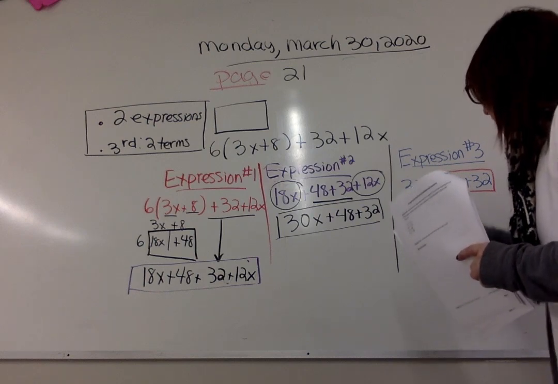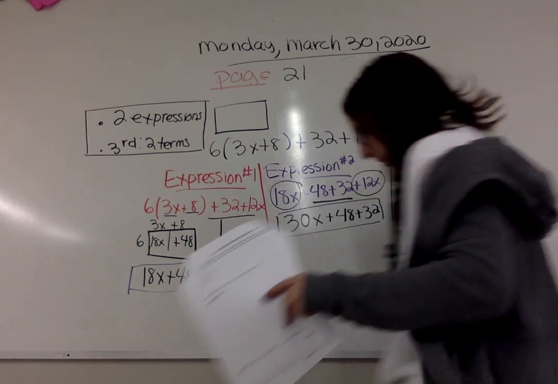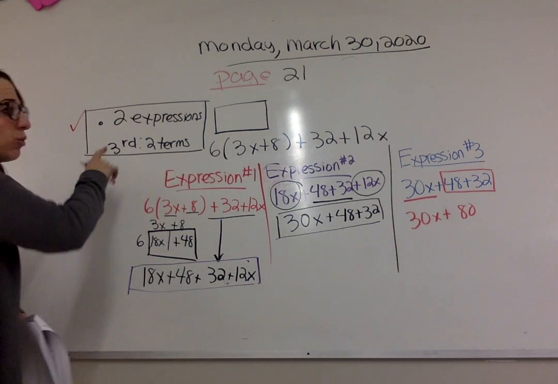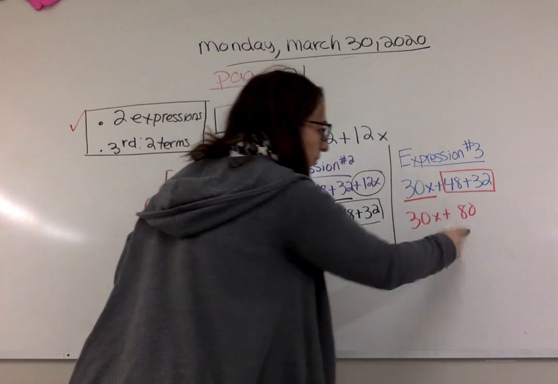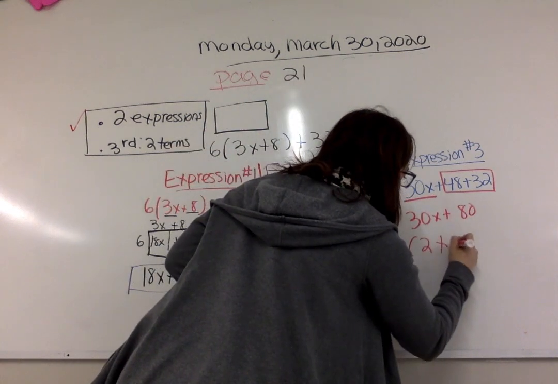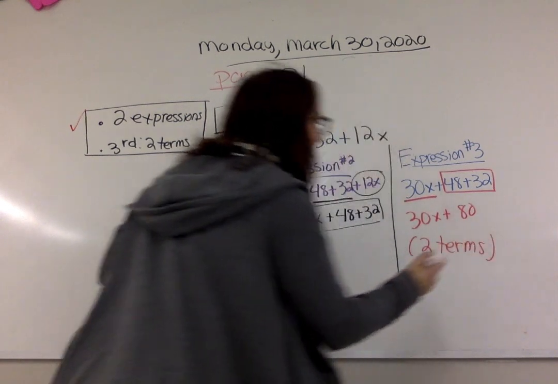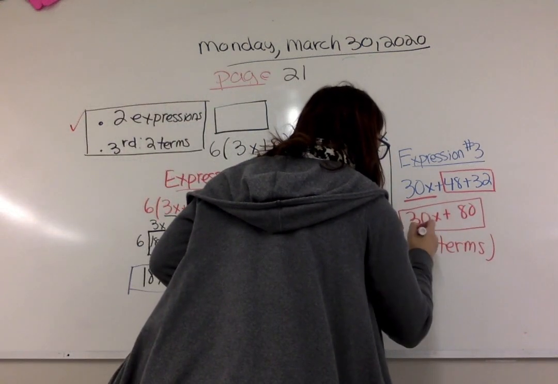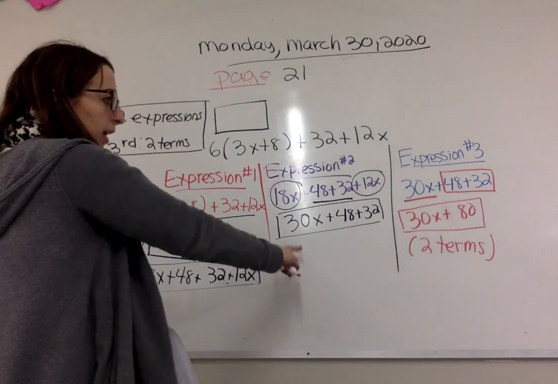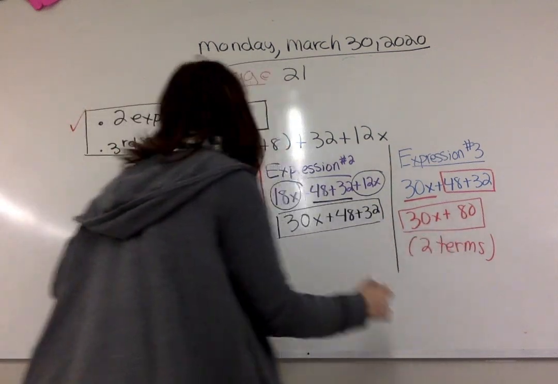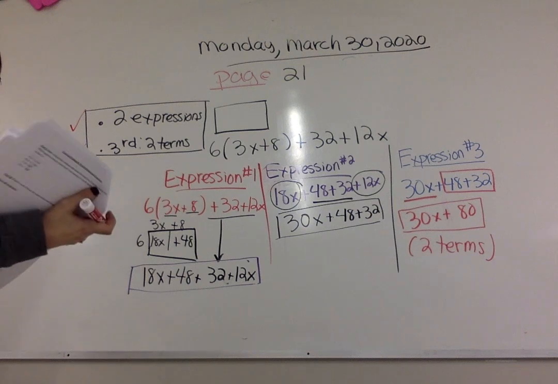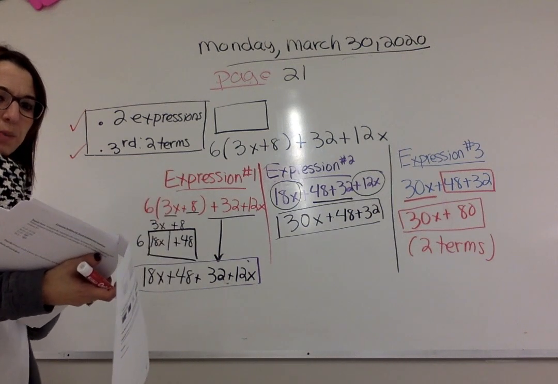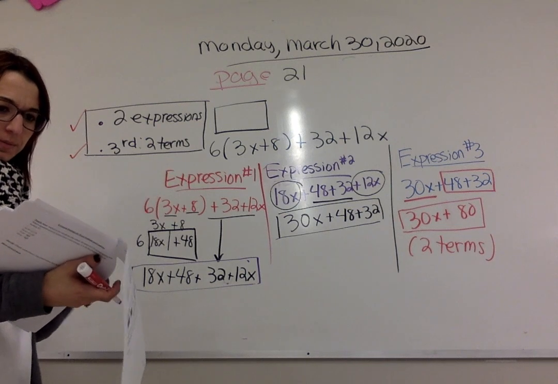Now, going back to the question, we got 2 expressions, and we have one with 2 terms. This is term 1, this is term 2. I'm going to write here 2 terms. So we met the expectation or the task that was assigned. Expression 1, expression 2, and the third one with 2 terms. There you have page 21. Okay? Let's now go to page 23, folks.